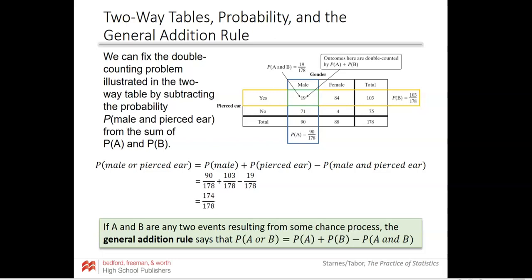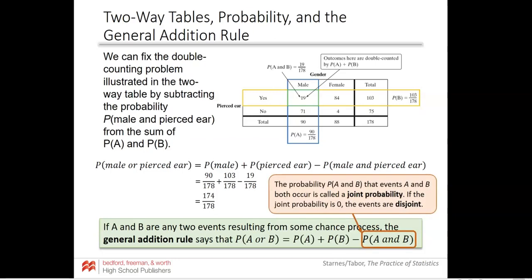You can have a male who has a pierced ear. So clearly both can happen. So you have to just subtract out those when both happen. You're adding up the two individual probabilities and then subtracting out. Again, if it's disjoint, if they're mutually exclusive, then that's going to be 0 that you're subtracting. So this formula also works for that one.